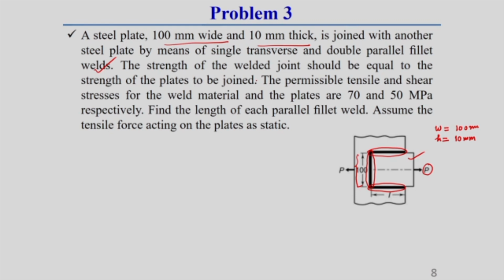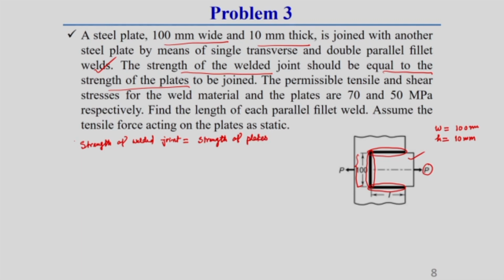The strength of the welded joint should be equal to strength of the plate. So, here also it is given, these things you should just note it down. So, here it is given the strength of welded joint should be equal to strength of the plate. Whatever the problem I have solved previously, similar condition here also it is given, strength of plates.